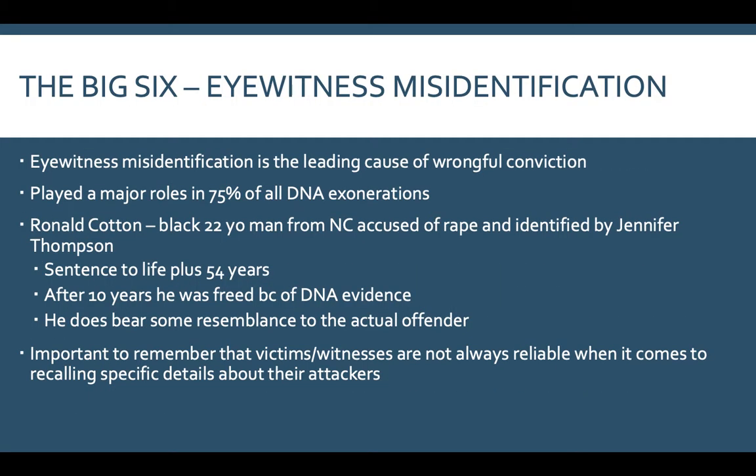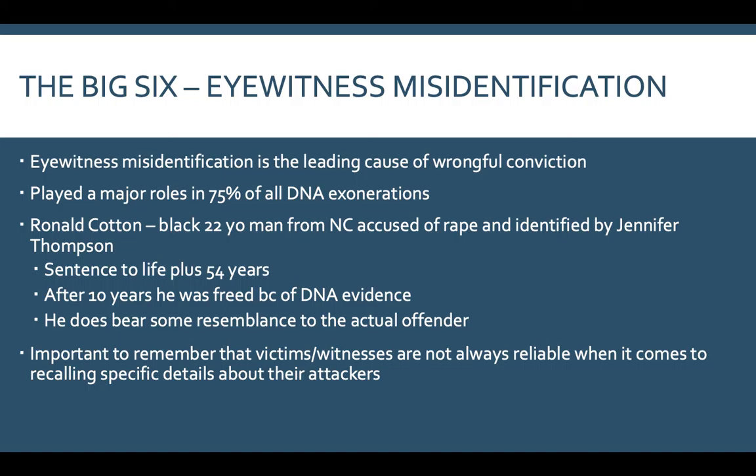So there are 6 big factors that play a role in wrongful convictions. Eyewitness identification is the first one, and it plays a major role in 75% of all DNA exonerations. We tend to believe that an eyewitness is the best evidence we could have, and it's actually amongst the worst evidence. Ronald Cotton was a black 22-year-old man from North Carolina accused of rape and identified by Jennifer Thompson, the victim. He was sentenced to life plus 54 years, and after 10 years was freed because of DNA evidence.